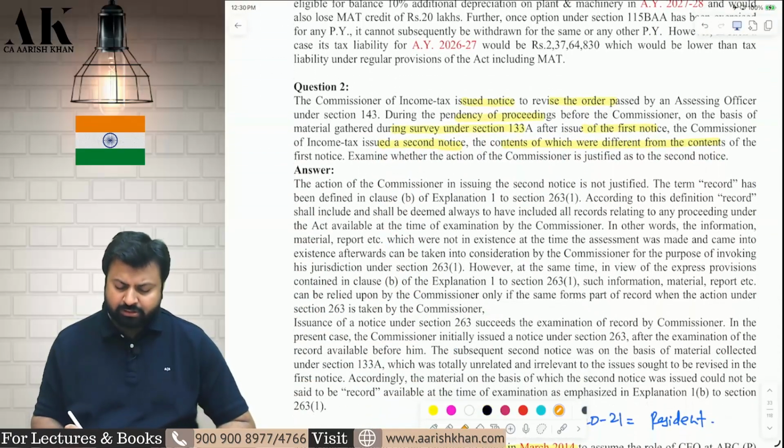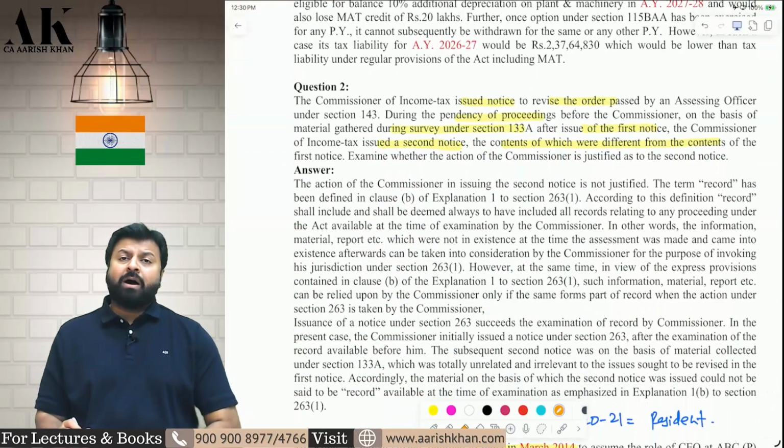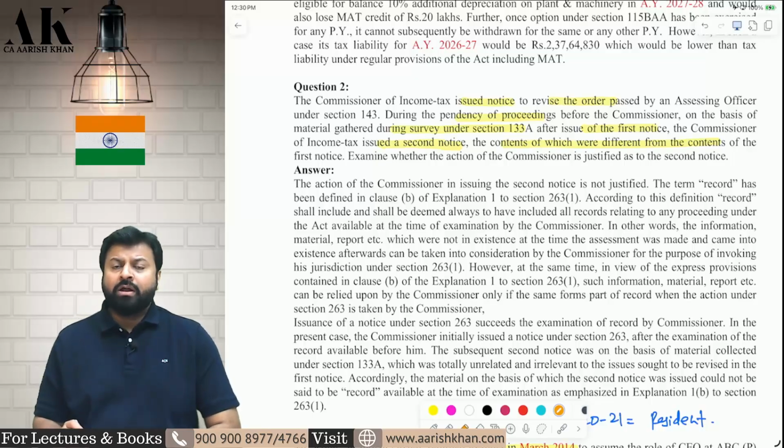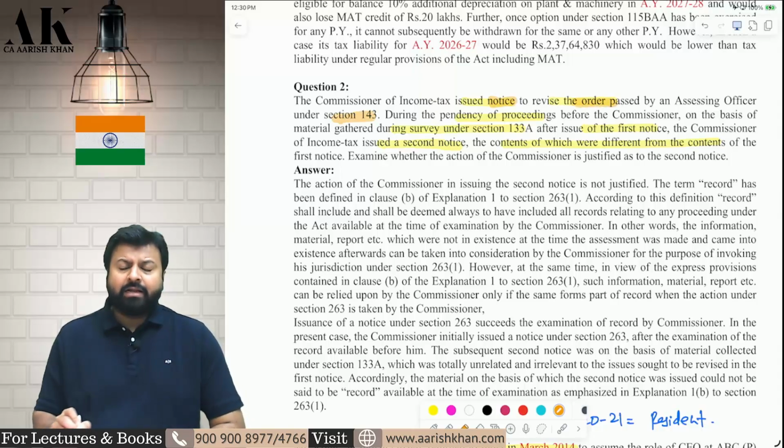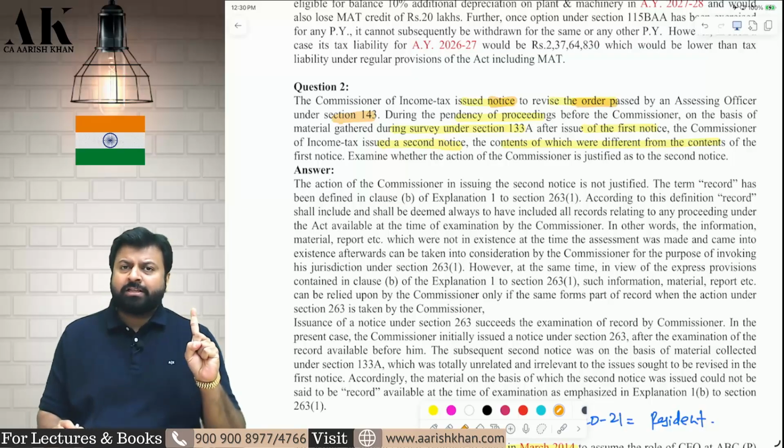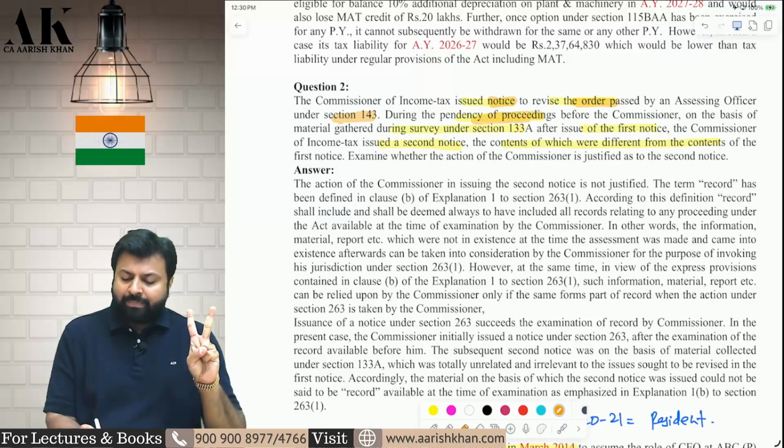Next is a theory question, small question. The commissioner has a power to revise the order of AO under 263. Okay, so therefore the commissioner has issued some notice to the assessing officer that I want to revise your order under 143. So step number 1, the commissioner has issued notice under 263 that I will revise your order under 143(3).